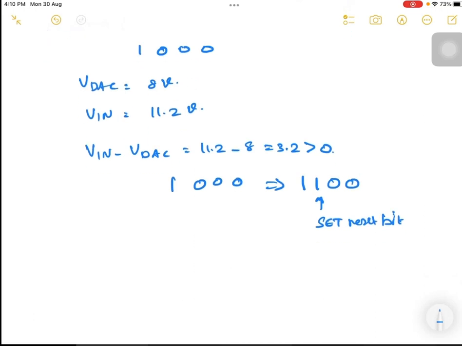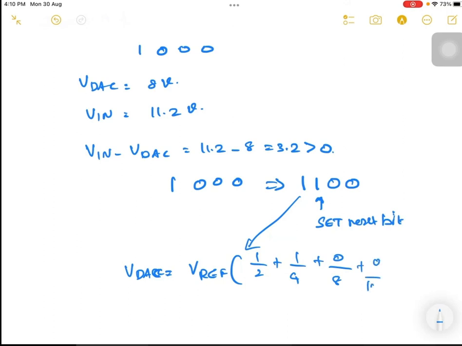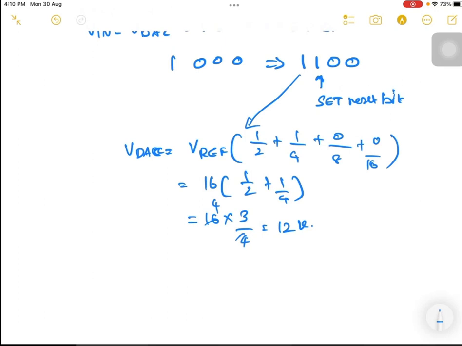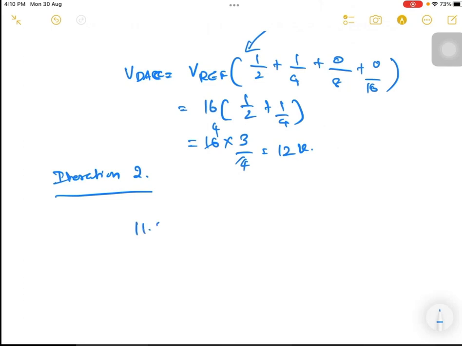Now we have to find out the DAC value. VDAC equals V reference into 1 by 2 plus 1 by 4 plus 0 by 8 plus 0 by 16. Once you find out, the value will be 16 into 1 by 2 plus 1 by 4, which is 16 into 3 by 4, so 12 volts. Now iteration 2: we have 11.2 as the input voltage minus 12 volts, which equals minus 0.8, which is less than 0.